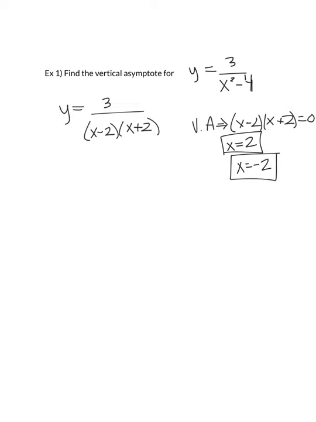So one quick thing that I wanted to mention, once we have these vertical asymptotes, we want to take a look back. In this case, our numerator doesn't have any of these factors, but if it did, then we would have to remember that that would no longer be a vertical asymptote. It would be a point discontinuity or a hole.